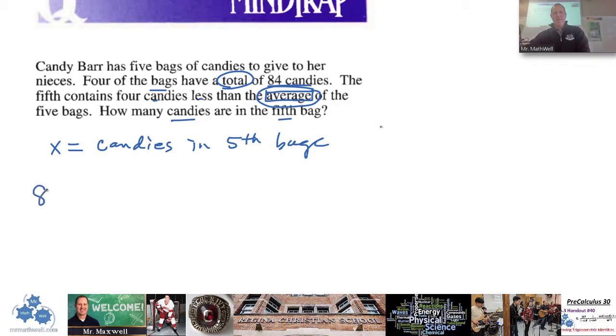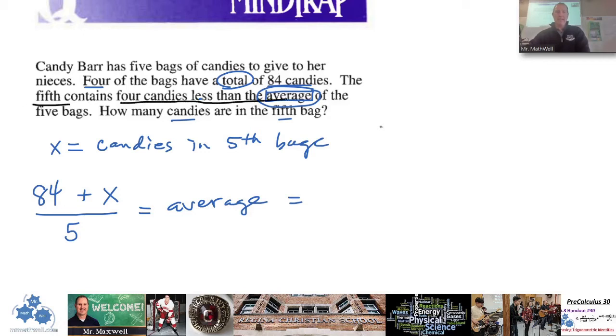So this is the way I did it. I did 84 candies, that's in the first 4 bags, plus the amount of candies that are in the 5th bag. If you were to divide that by 5, it would equal the average, right? Now, the average is also, watch this, there's also the fifth bag contains 4 candies less than the average. So the 5th bag is x, and if you added 4 to that 5th bag, you would also get the average.